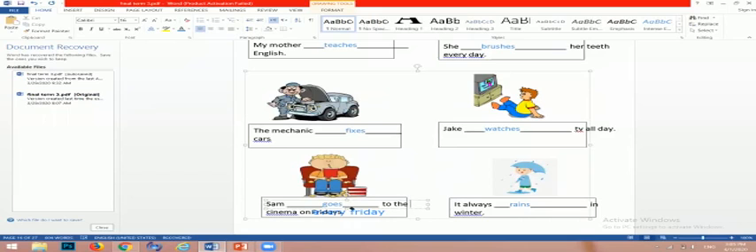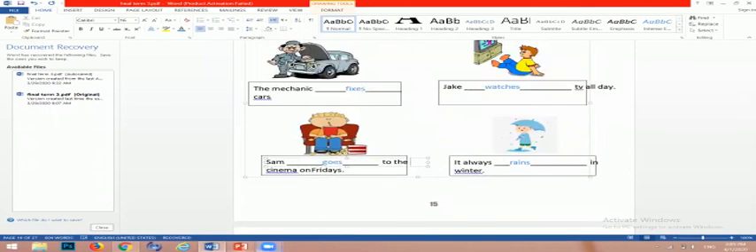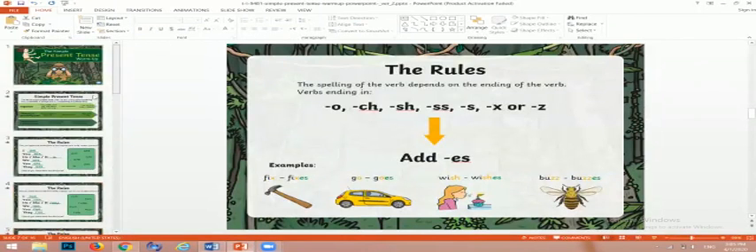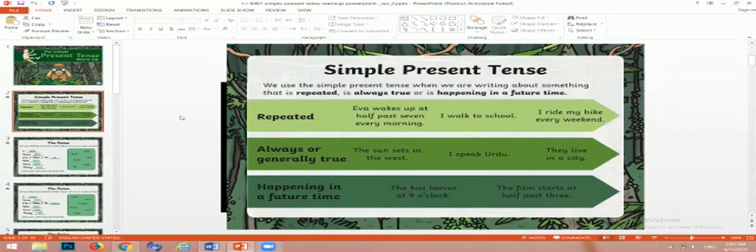Okay, with a third person, she. Here, the mechanic cars. Brush, no, fix, watch. So it will be fix. So this is a fact that the mechanic fixes. So we will add ES because the verb here ends with X. So this is a fact that the mechanic fixes cars. Okay, a truth.